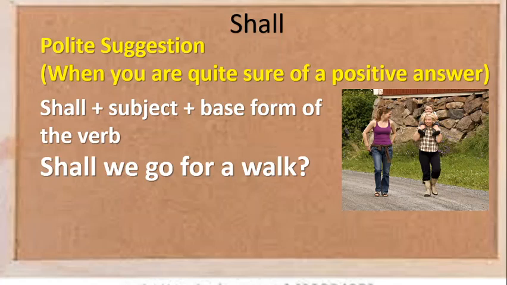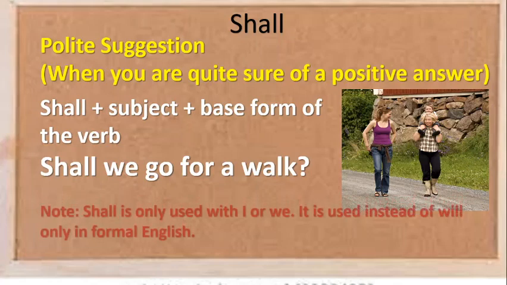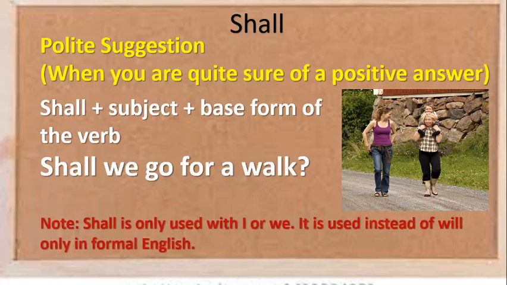So what have you learned today? That we can make polite suggestion using the auxiliary verb shall. Note, shall is only used with I or we. It is used instead of will only in formal English, formal expression. So do not forget that when you are making formal expression, we use shall with I or we, first person. For second person and third person, we use what? Will in the formal expression.